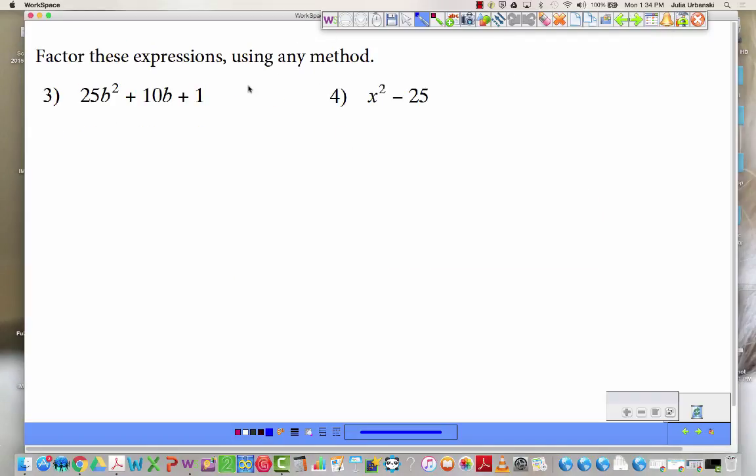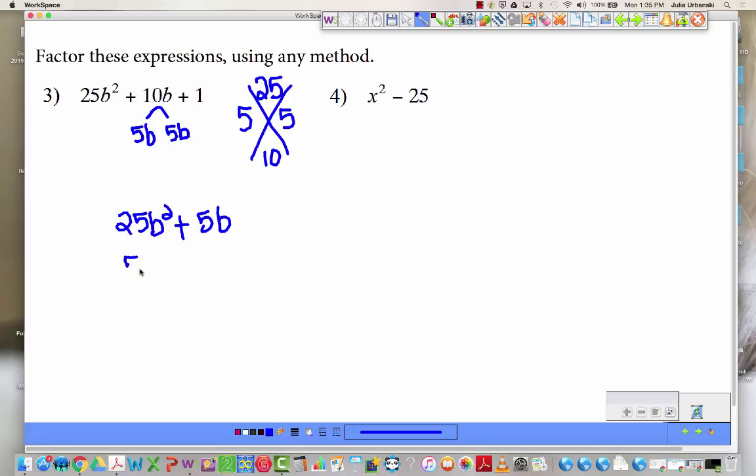For number 3, when we make the box or make the x, it's 25 and 1. That's 25. And then for the bottom, it's 10. So you are looking for 2 numbers that make 25 when you multiply, and 10 when you add them. Those 2 numbers are 5 and 5. So when you do the boxes, it's 25b squared. The middle term got split up, 5b and 5b. So we have plus 5b, and then we have 5b, and then plus 1.